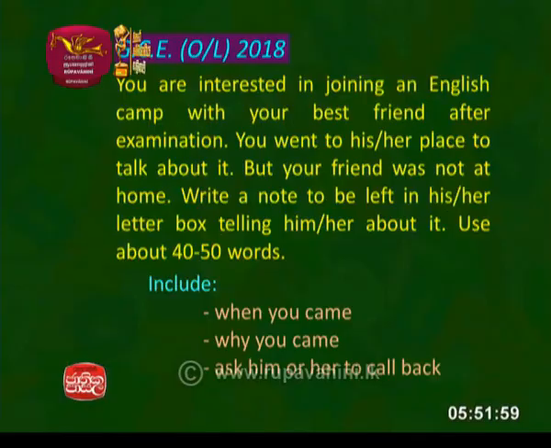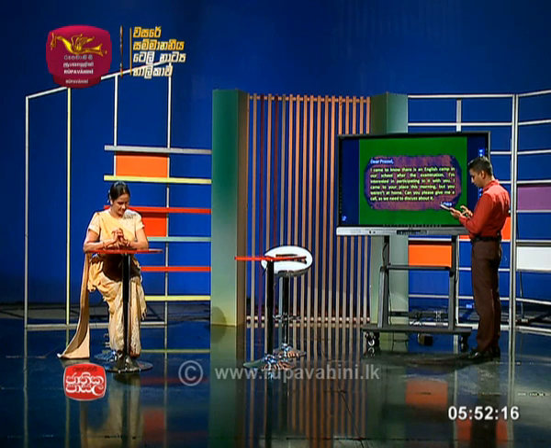Okay, you are interested in joining an English camp with your best friend. After the examination, you went to his place to talk about it, but your friend was not at home. Write a note. මේ දැන් ලියන්න තියෙන්නේ note එකක්. හරි. ඒ කියන්නේ 2018 note එකක් ලියන්න ඇවිල්ලා තියෙන්නේ. ඔන්න තියෙනවා note එක. මම මේකටත් ලකුණු දෙන්නම්.